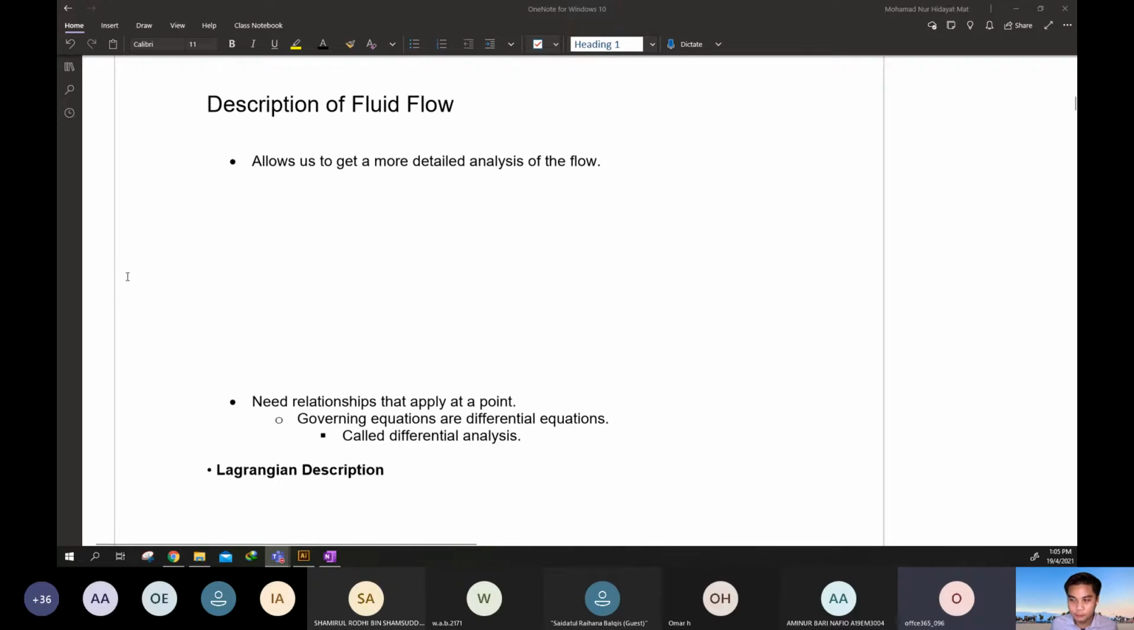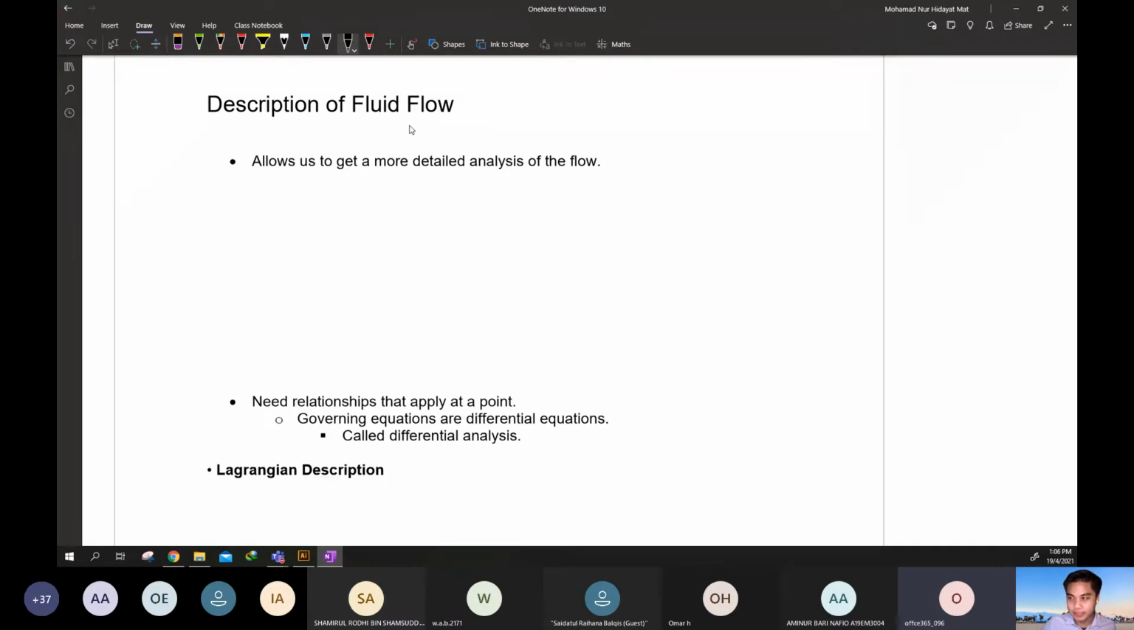What do you understand about the fluid flow? In the previous class we learned about the fluid. What do you understand about the fluid? Anyone? What is fluid? What do you know about fluid? The fluid is any kind of matter that can be continuously deformed due to the external force. Okay.